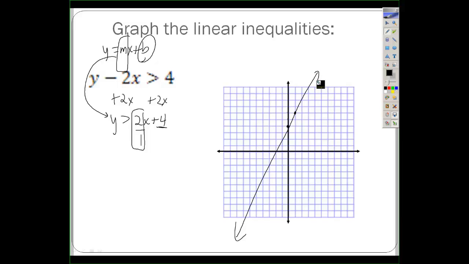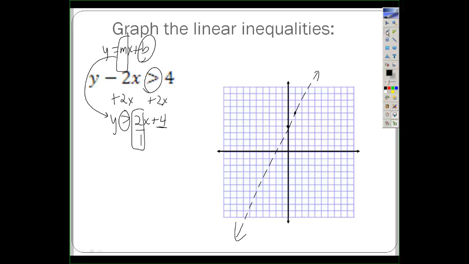Okay. Now the things that are different about an inequality are whether it's a dashed or solid line, and which side is shaded or not. This sign tells me that I need a dotted line. So I'm going to go ahead and put my dotted line in there, because points on the line cannot be equal to it.